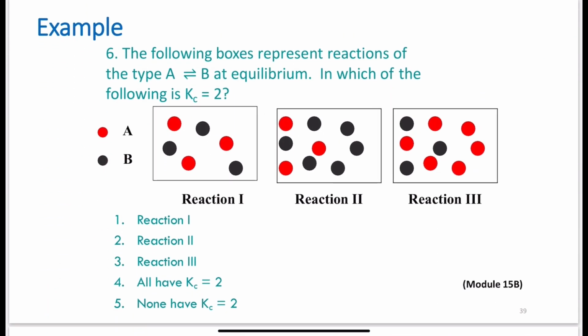What about number 6? The following boxes represent reactions of the type A going to B at equilibrium. In which of the following is Kc equal to 2? Let's just count it. Again, Kc means product over reactant.